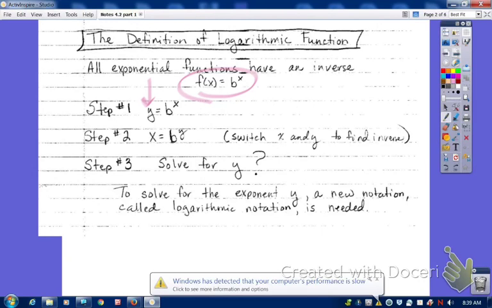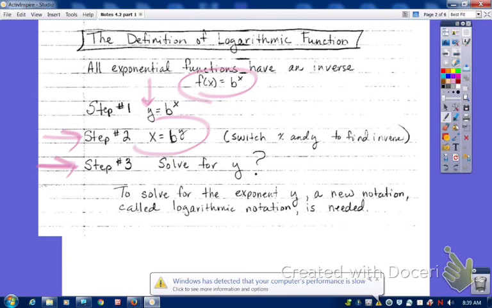y. So could we not rewrite f of x equals b to the x as y equals b to the x? Yes. Now we're finding the inverse. It says all exponential functions have inverses. So how do we find the inverse? That's step 2. We switch the x and the y. I've done that for you. Okay? And then we solve for y. We've done this. This is how you find the inverse of a function. You take the x and the y, you swap the x and the y, you solve for y.